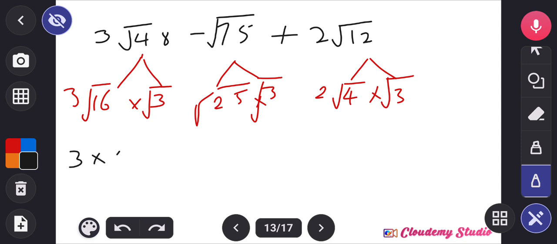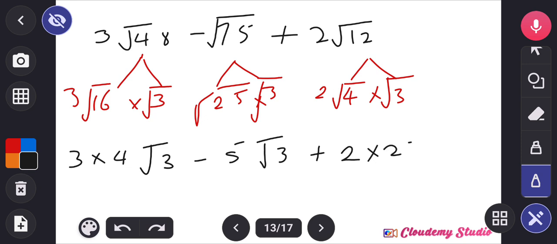3 multiplied by 4 root 3, right? Minus, what is the root of 25? That is 5. 5 root 3 plus, what is the root of 4? It is 2. That is 2 multiplied by 2 root 3. You understand? Now, 3 times 4 equals to what? Equals to 12. That is 12 root 3 minus 5 root 3.